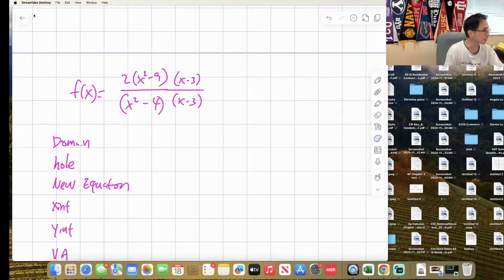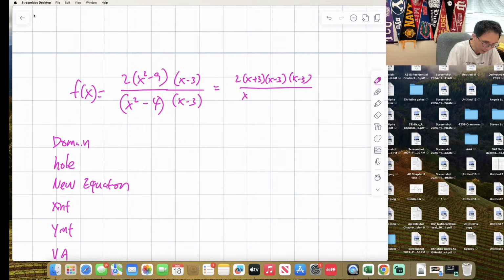So we're going to do it step by step. We can factor everything. Usually, your first step is to factor as much as you can. So x plus 3, x minus 3, x minus 3, all over x plus 2, x minus 2, and x minus 3. Is that okay?